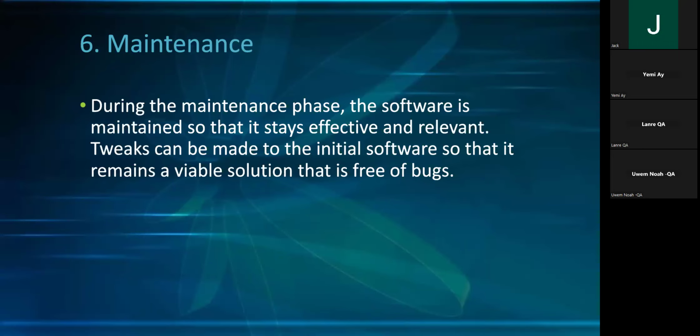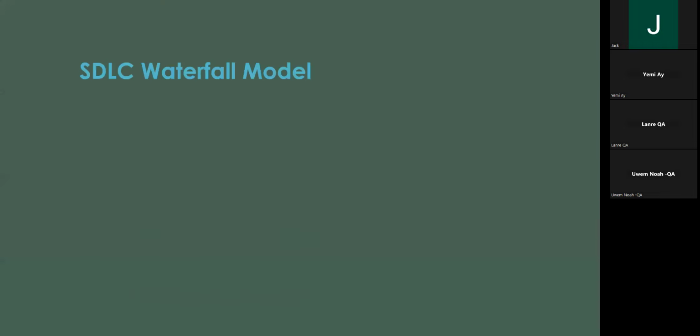So, maintenance. During the maintenance phase, the software is maintained so that it stays effective and relevant. Once it's in public, everyone is using it, but that doesn't mean you shouldn't have a maintenance phase. People will be having issues. Oh, I can't access my card, my PIN is out. So you need people looking at the application. It's not that because it's live, you sign them off. No, tweaks also need to be made to the initial software so that it remains a viable solution that is free of bugs. So maintenance will always continue to come.